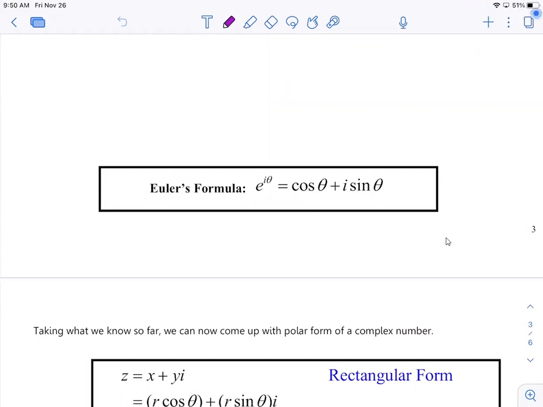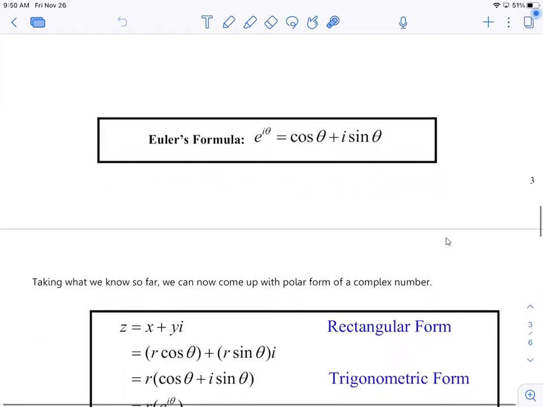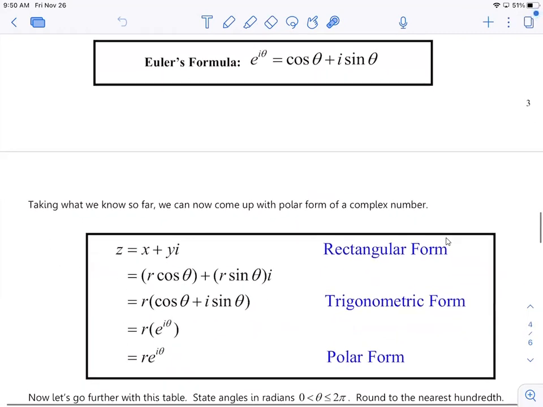So e, remember, is a number you discussed in a previous math class. If we raise it to i times theta, it is equivalent to cosine theta plus i times sine theta. So there's this connection there. Now, if we take this even further, here is a nice little quick proof of it written out.